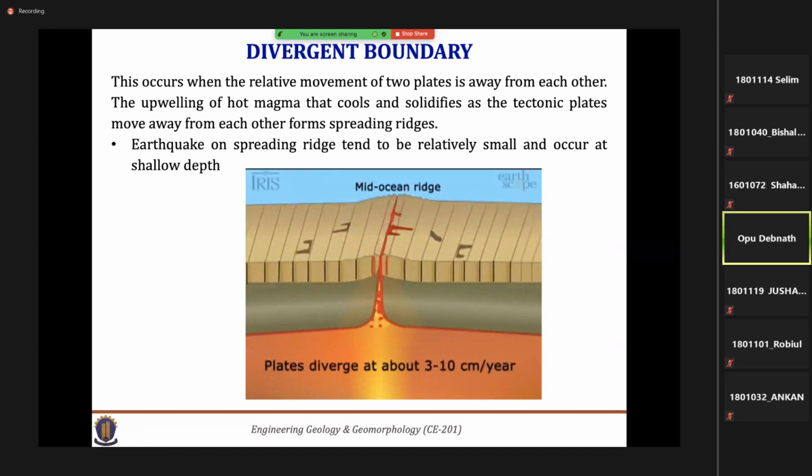That means when the hot magma is creating an uplifting force, due to this uplifting force at the neck of the volcano, or when the volcanic eruption occurs, at those points the movement occurs in two opposite directions. So it is spreading the ridges or spreading the plate boundaries, and the earthquakes in these divergent boundaries are relatively small and occur at shallow depth.